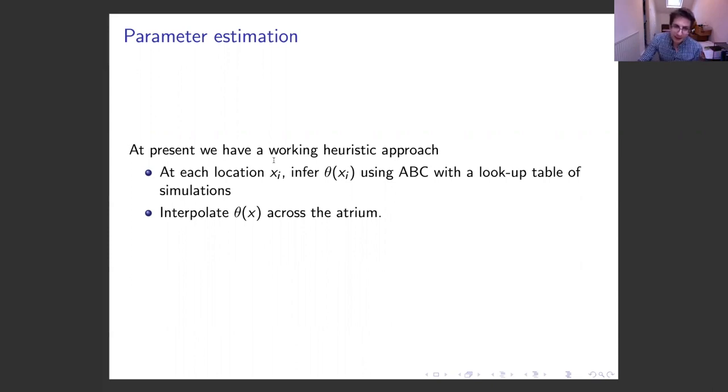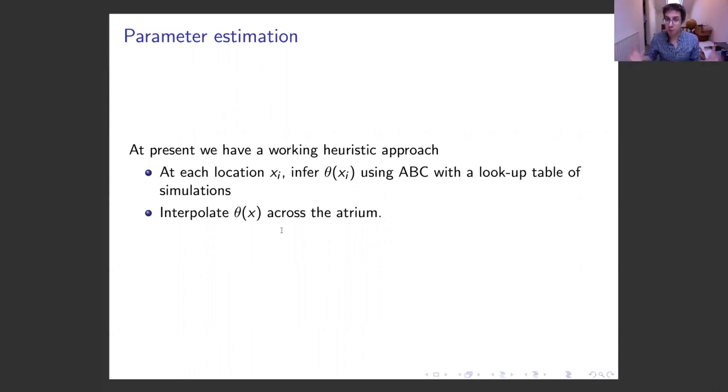So the approach we're taking at the moment is for each location x_i, we're going to infer the tissue properties at those locations using a simple 1D tissue model and what's called an ABC, or approximate Bayesian computation, type approach. I'm not going to talk about that, but it's a very simple kind of lookup table. We've got a big table of simulations for this 1D bit of tissue, and anything that looks like our data, we're going to say, oh, that parameter's okay. Okay. And it's going to allow us to estimate the parameters at each location. We're then interpolating these parameters across the atria.